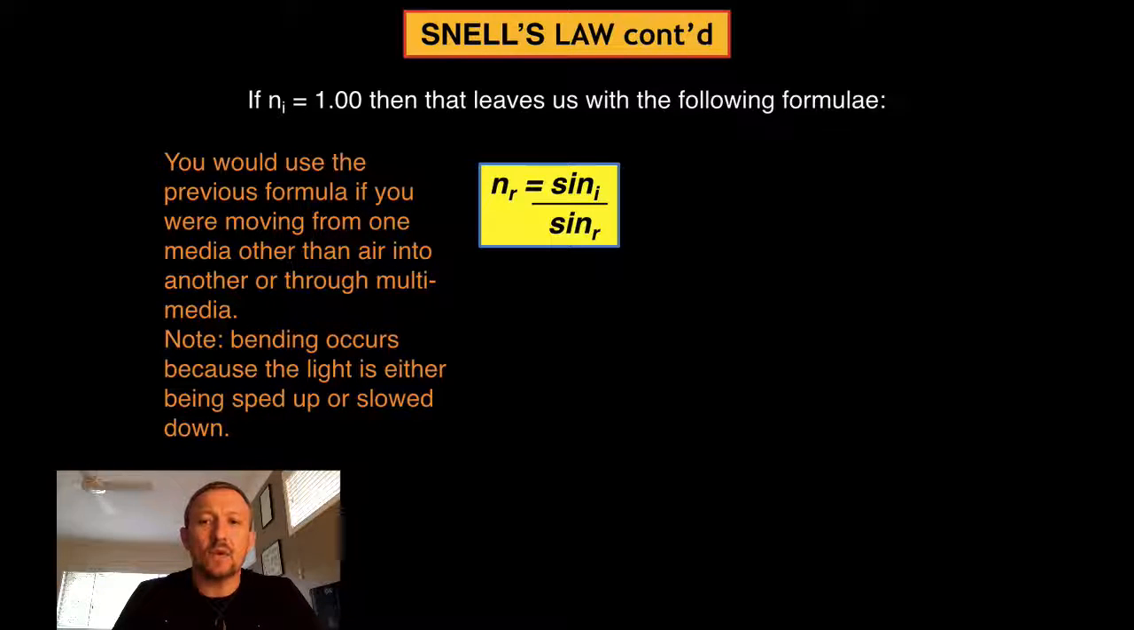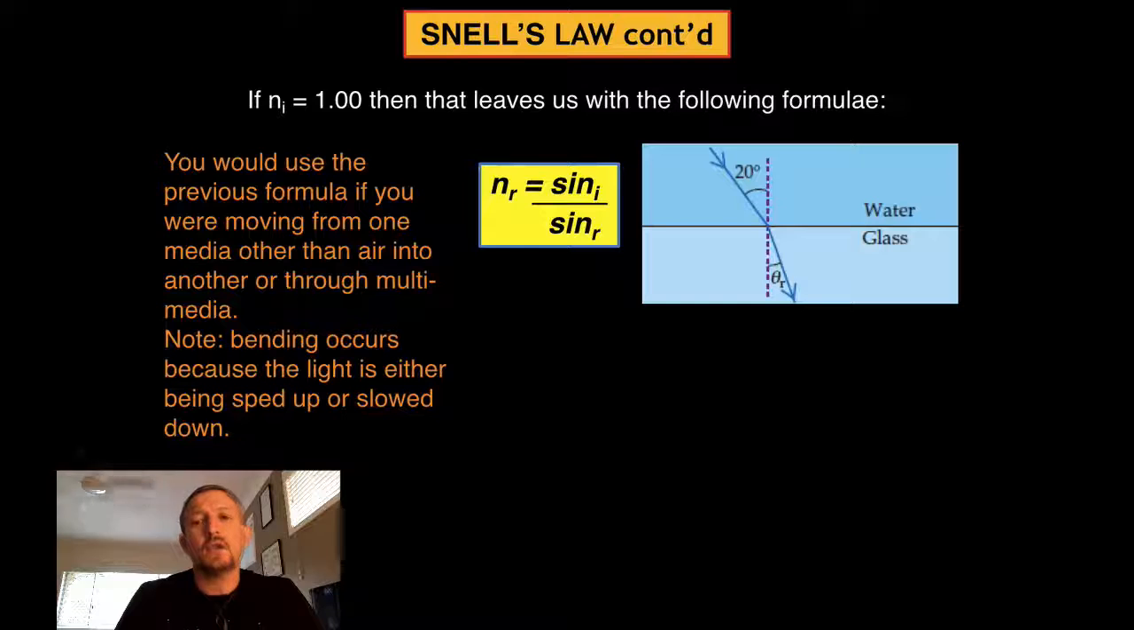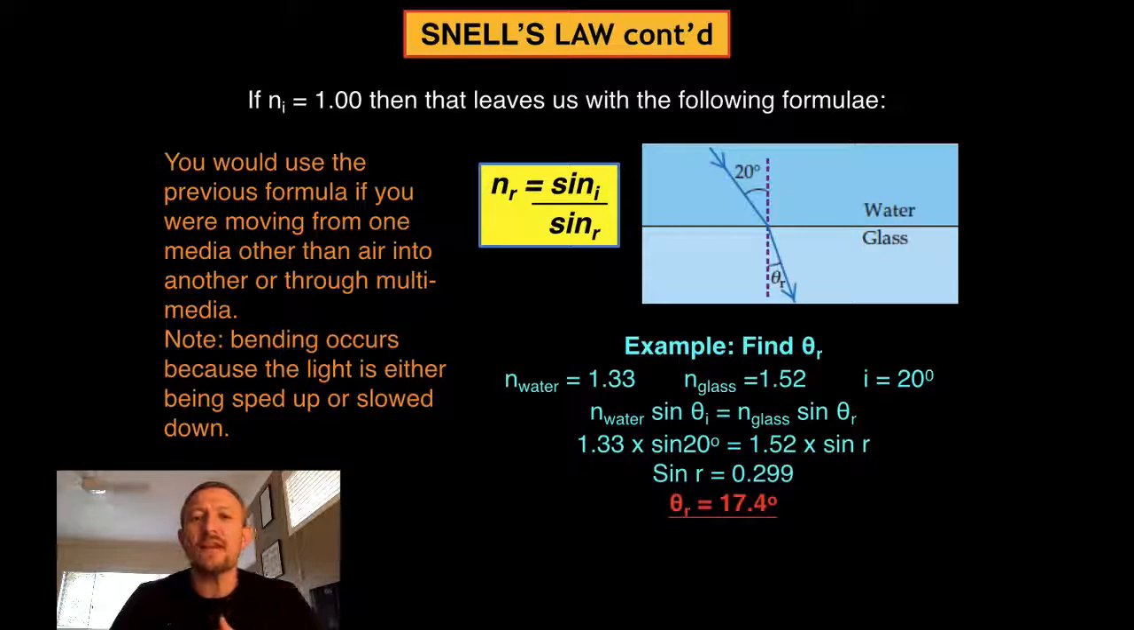So let's look at a quick example. Here I've got two media. We've got light traveling from water going into glass. Now we know that glass is a lot more dense than water, hence the refracted ray is going to be bent towards the normal, so it's going to be less than the incident ray. You can see the incident ray is coming in at 20 degrees to the normal. So we're going to apply our formula to it. Let's write down what we know.